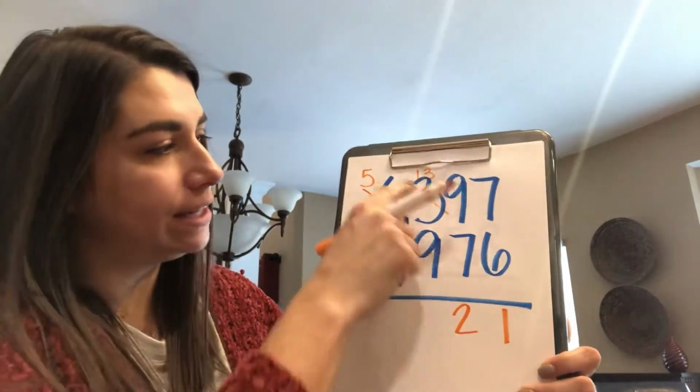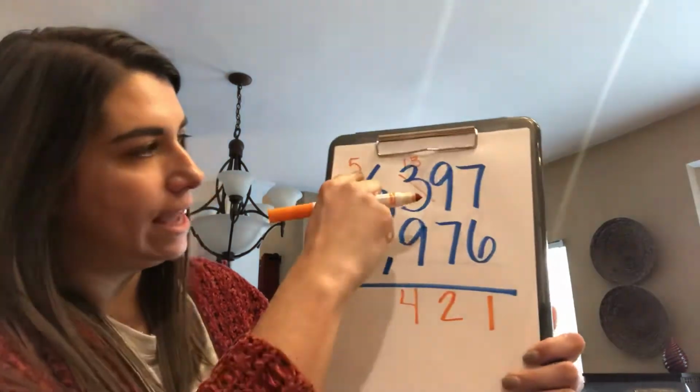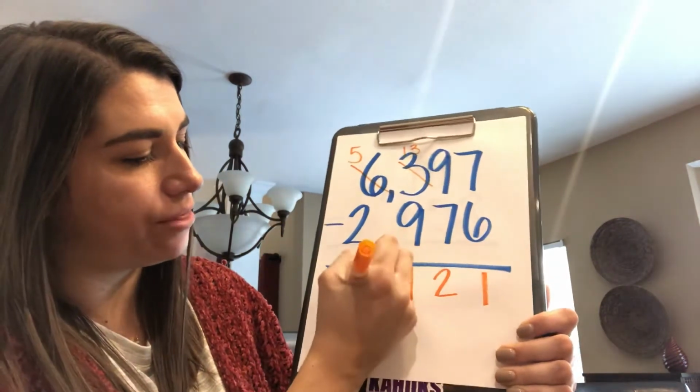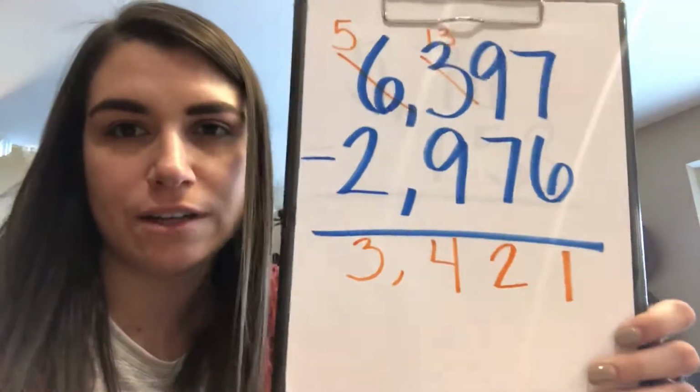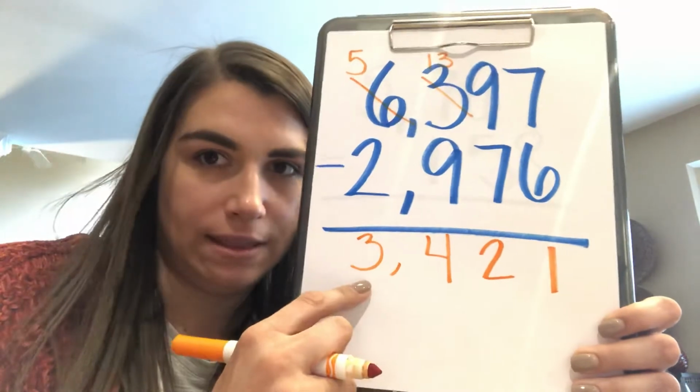All right, so now I can subtract. 13 minus 9 is 4, and 5 minus 2 is 3. So I got 3,421, and notice that I put my comma in between the hundreds place and the thousands place. All right, your next problem.